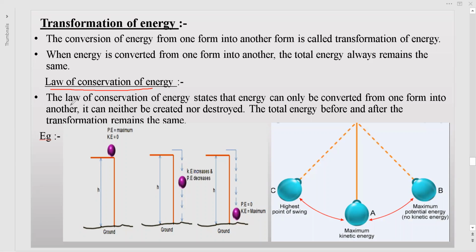The law of conservation of energy states that energy can only be converted from one form to another. It can neither be created nor be destroyed. The total energy before and after the transformation remains the same. It means that in the whole universe, or on the whole earth, the total amount of energy is constant, and it only changes from one form to another form.